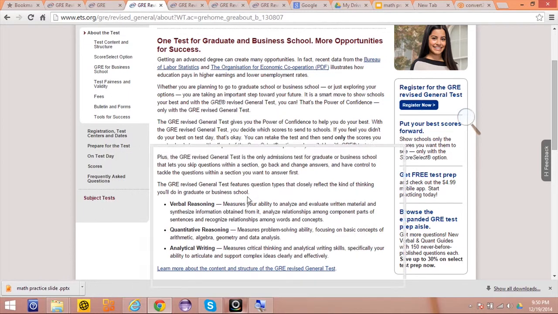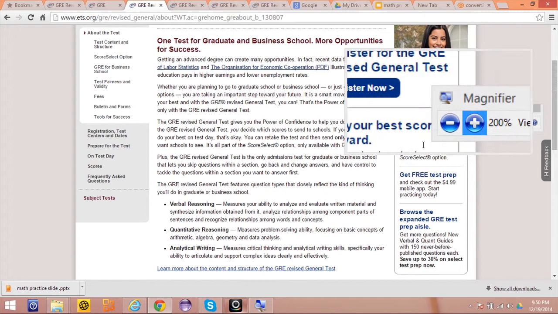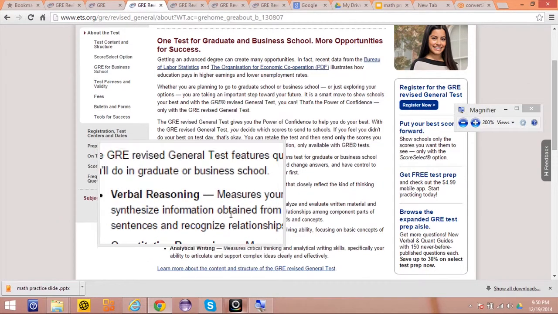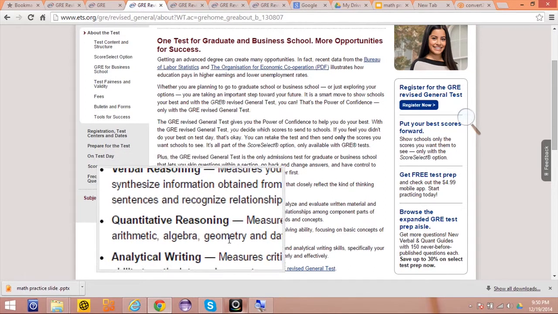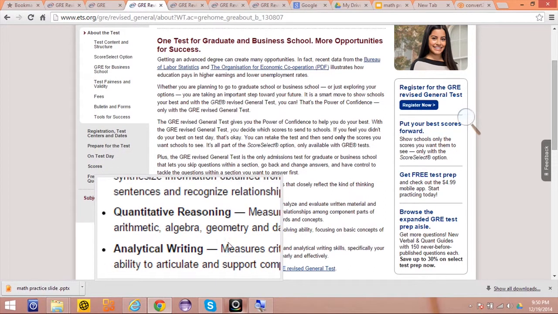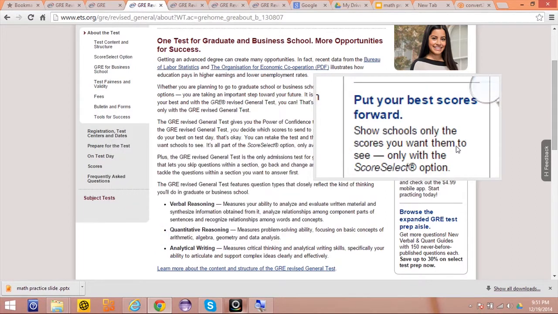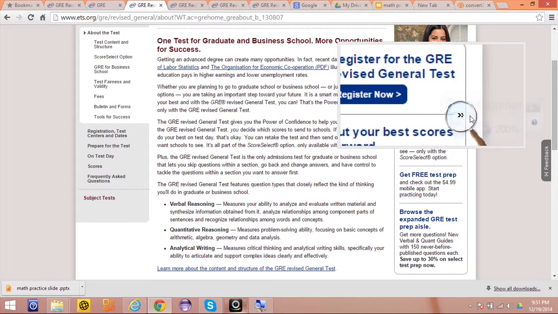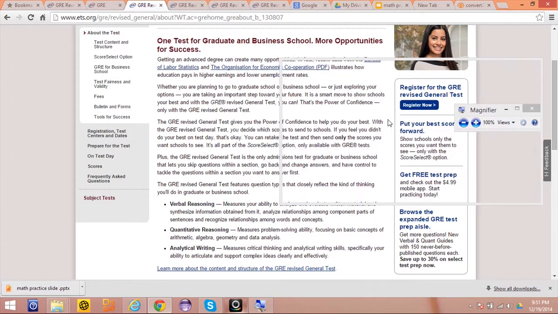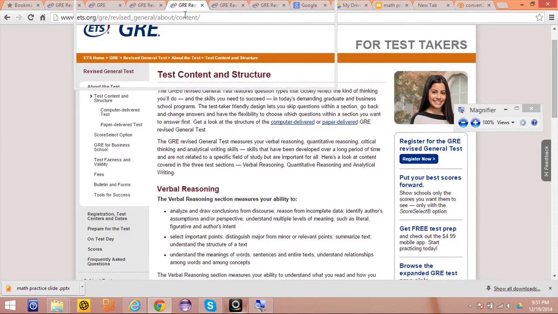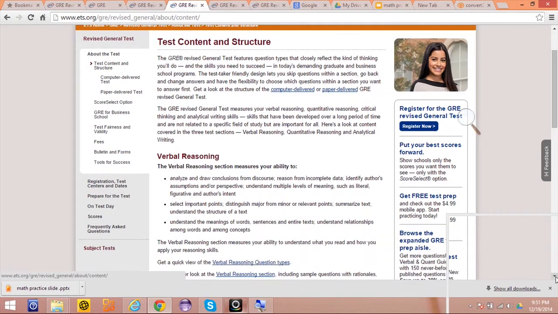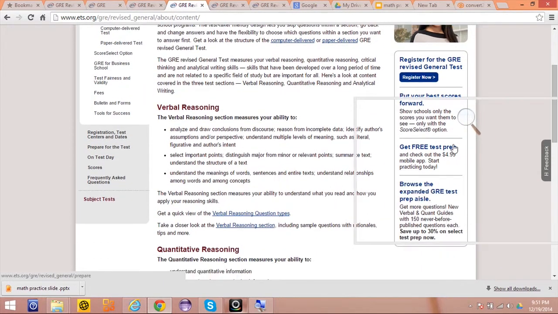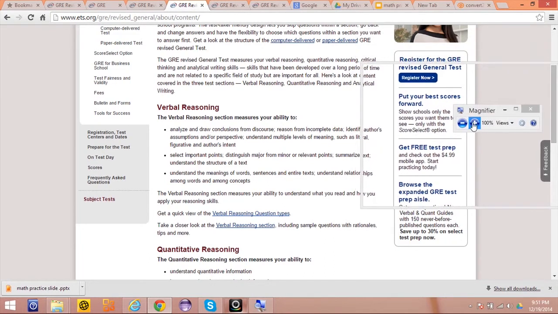Let me zoom so that you can see the three major parts. So you got verbal reasoning, quantitative reasoning, and analytical writing. Okay, those are the three major parts of the GRE test. Now let's look at it further to understand what you have in the verbal reasoning. So let me zoom so that you can see.